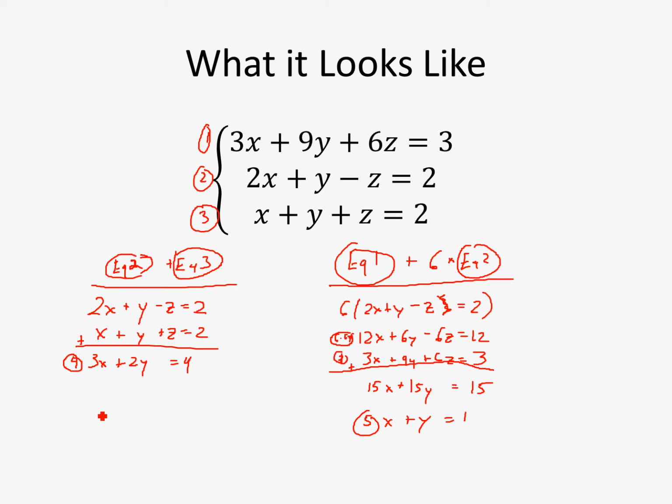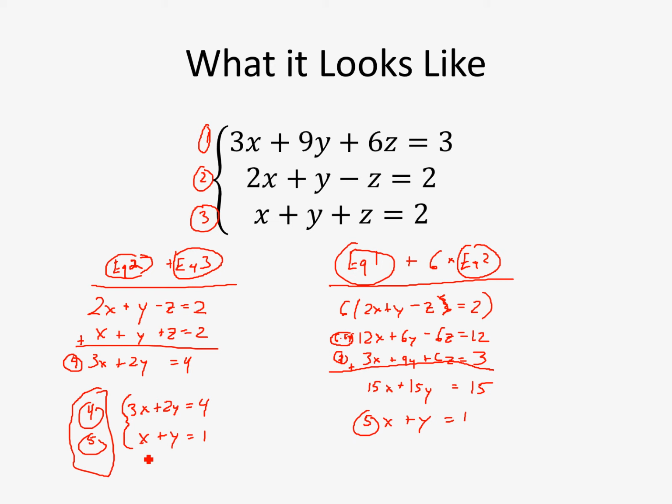So now equation 4 and 5. If I write them here, it's 3x plus 2y is 4, and x plus y is 1, and that makes a 2 by 2 system.